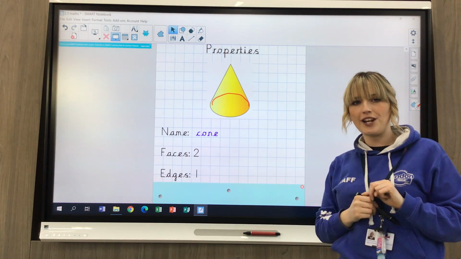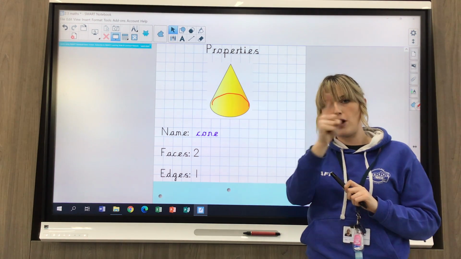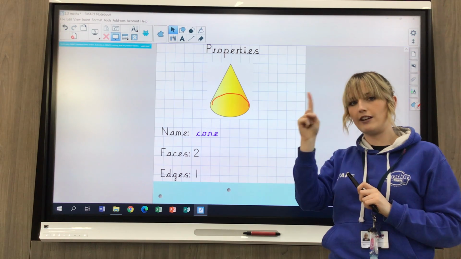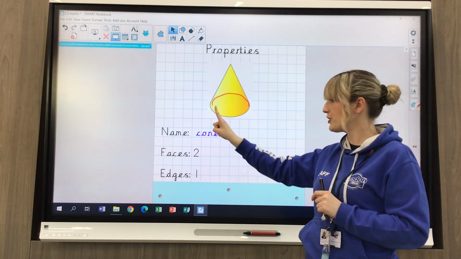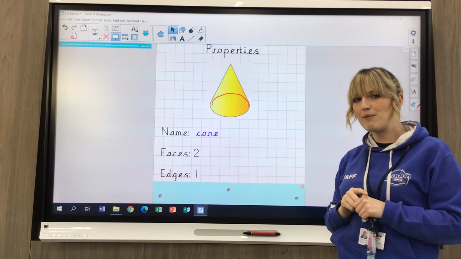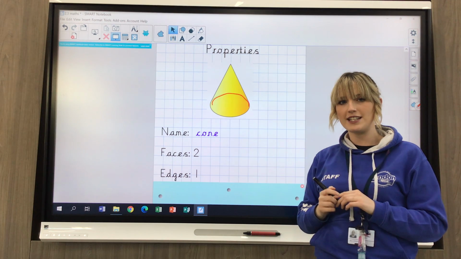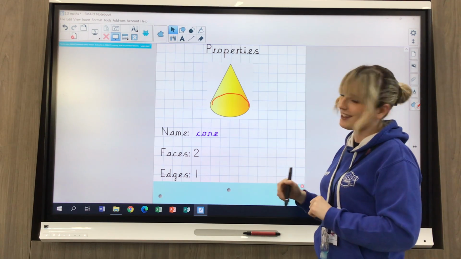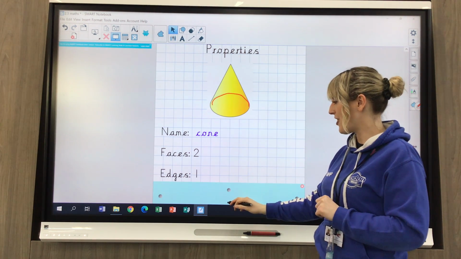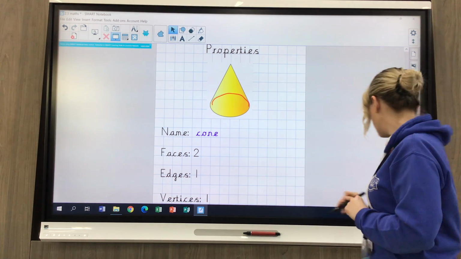It's got one edge, and the one edge runs all along the bottom of the circular face. So if you imagine that in person, you could just run your finger along the one edge. How many vertices can you spot? So remember, vertices form a point. Well done if you know that it's 1. Okay then.